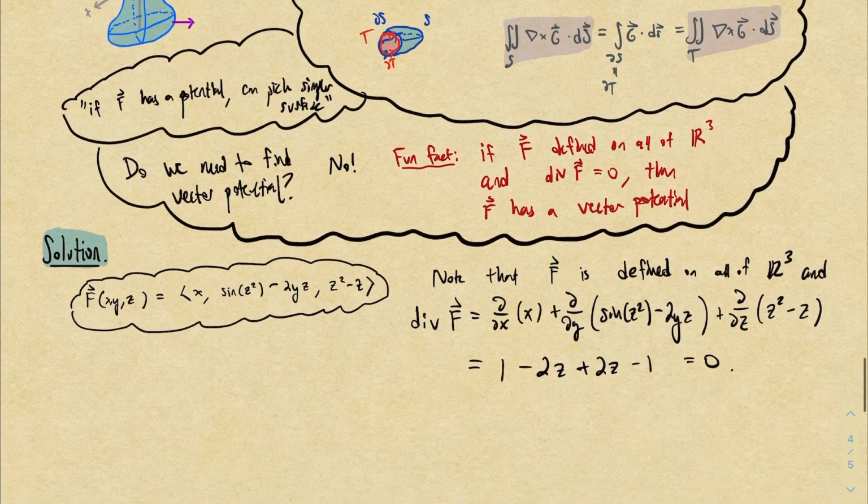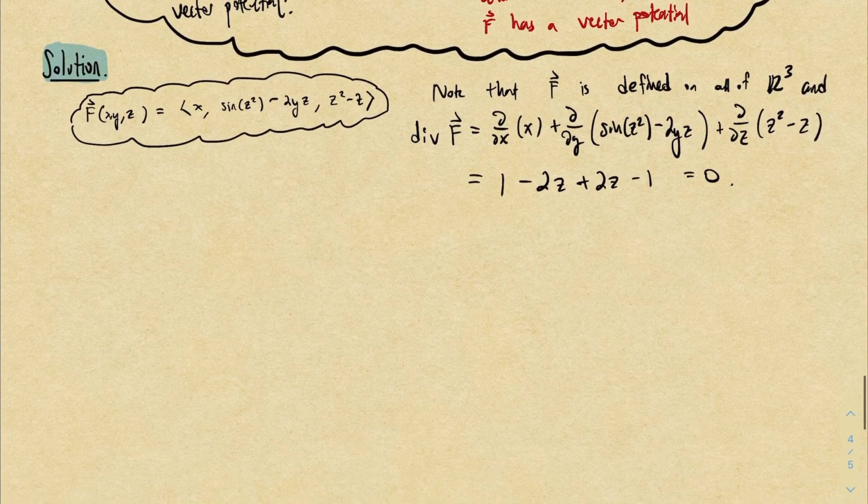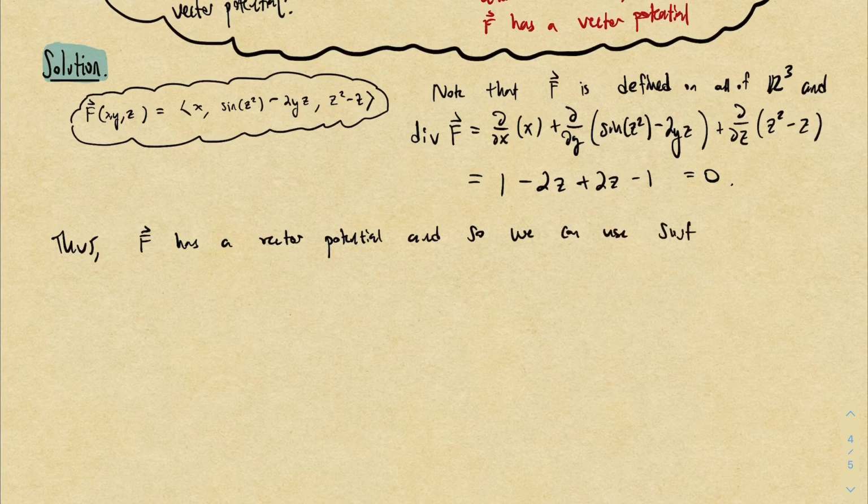Okay, so the vector field is defined on all of R3. Its divergence is 0, so by that fun fact in red, F has a vector potential. There's some vector field out there, G, such that the curl of G is F. Again, we don't know what it is, don't care. All this means is that we are allowed to use surface independence. So from here, we just have to decide what other surface should we consider.